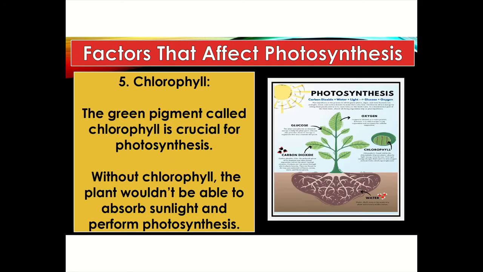5. Chlorophyll. The green pigment called chlorophyll is crucial for photosynthesis. Without chlorophyll, the plant wouldn't be able to absorb sunlight and perform photosynthesis.